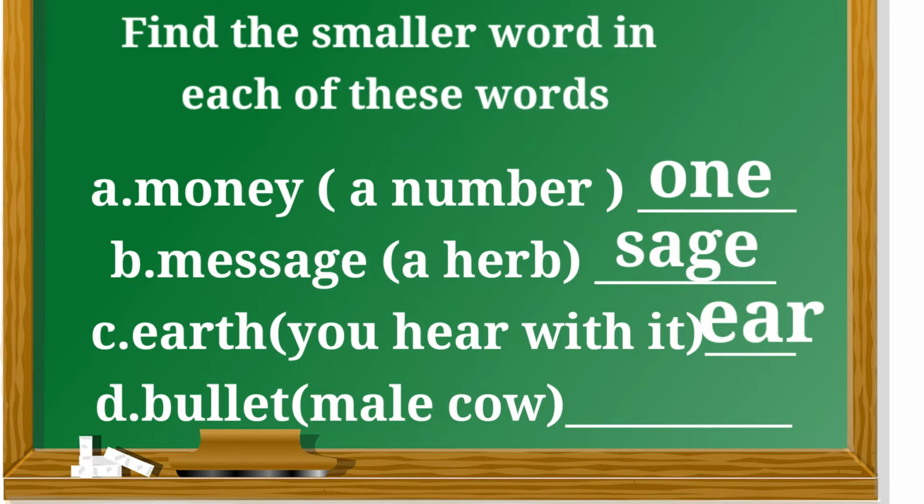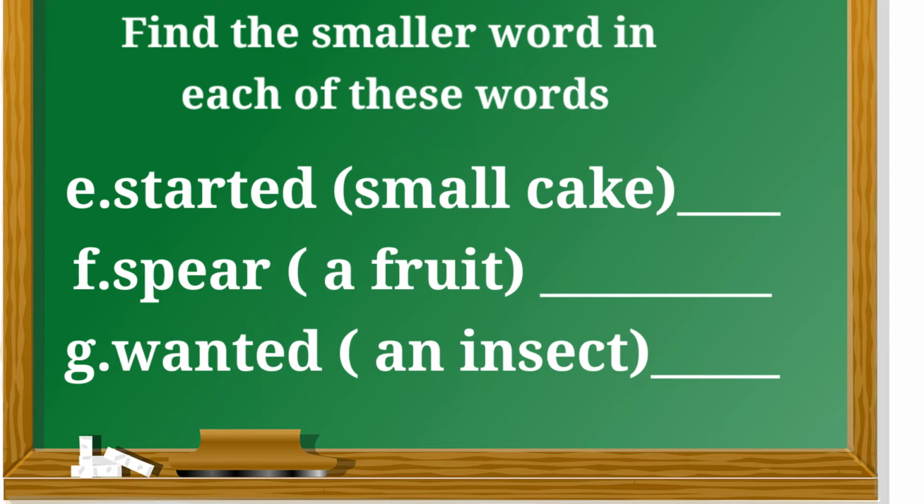Question D. Bullet. B-U-L-L-E-T. Bullet. The clue given here is a male cow. The answer is bull. B-U-L-L. Bull.